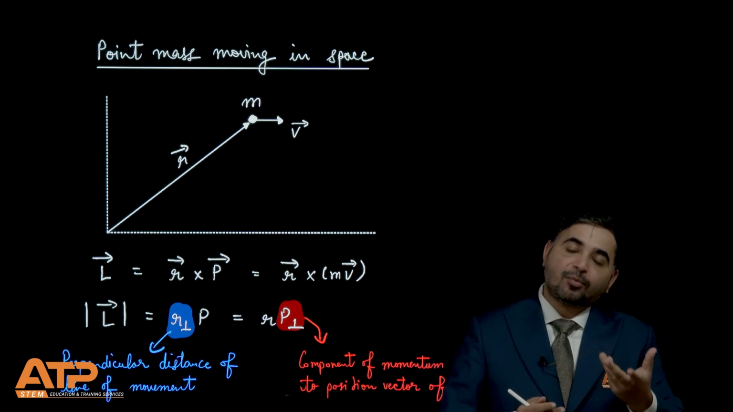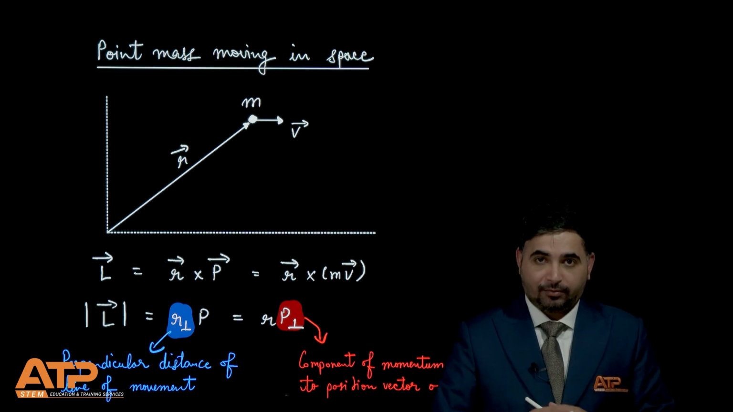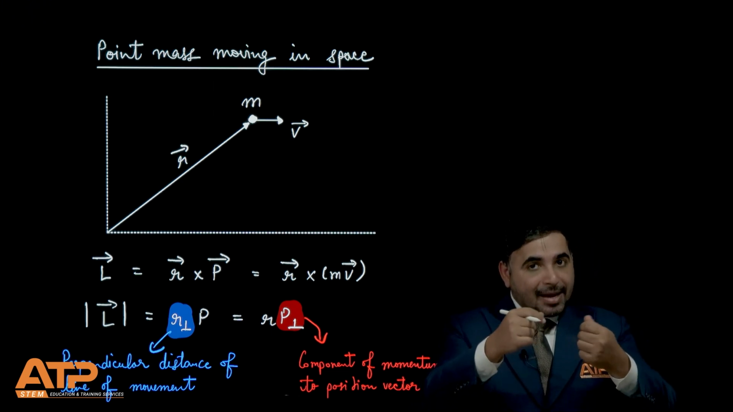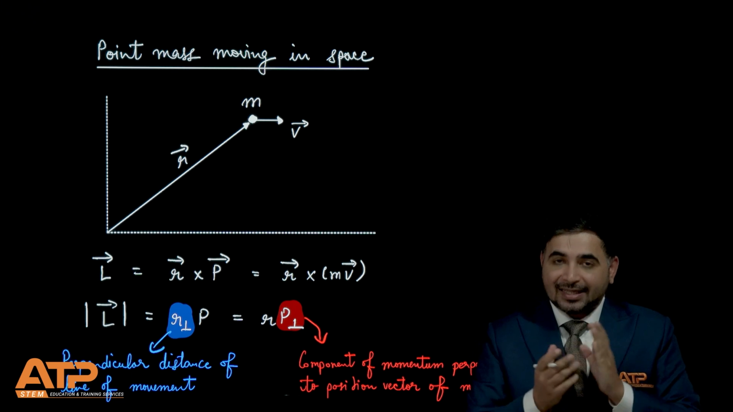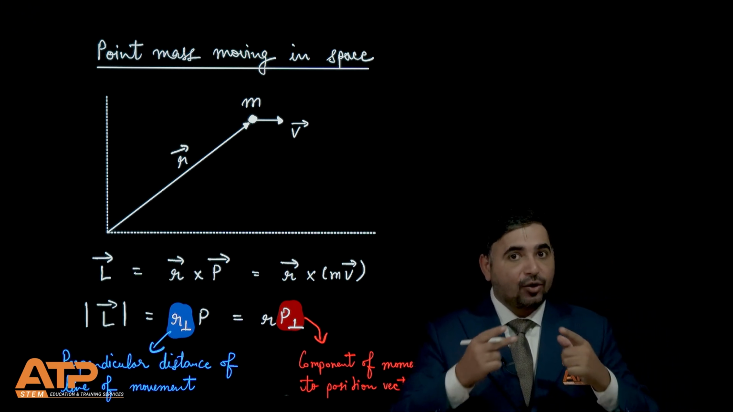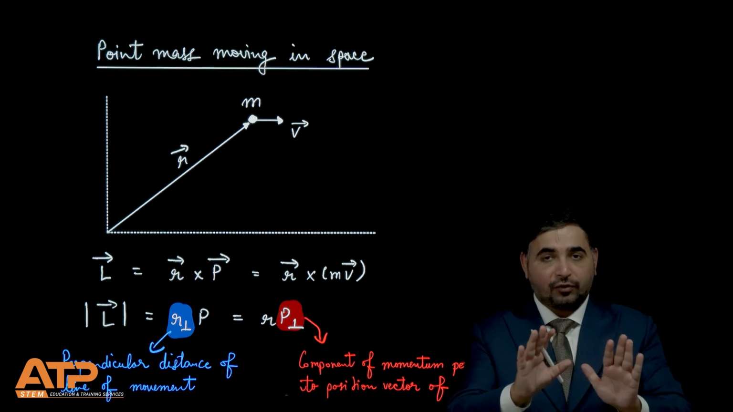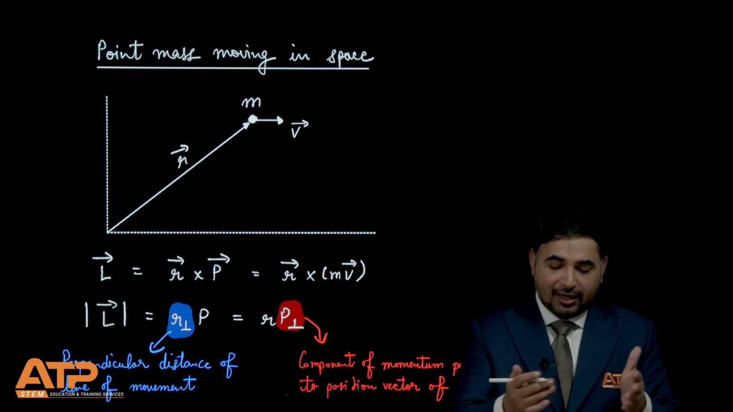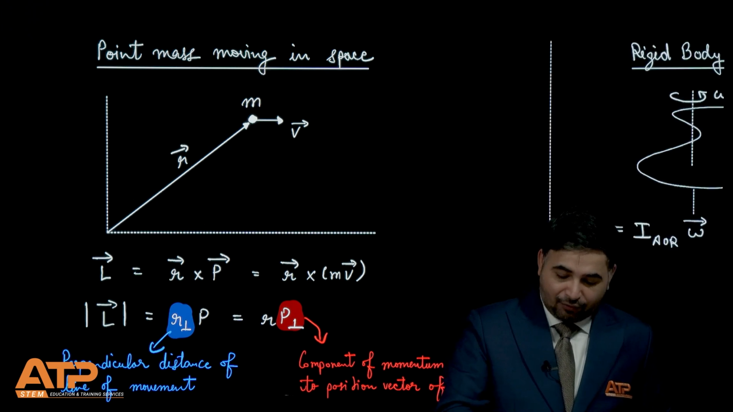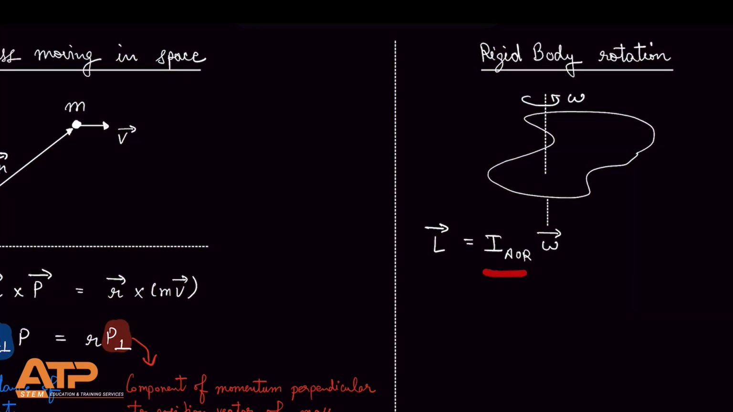But what if you don't have a point mass but you have a rigid body? A rigid body is made up of many such point masses. In that case, we will need to add angular momentum of all of those point masses. But fear not, we don't have to do integration. There is a simpler formula. That's what we're going to do. And that formula is I omega. So we simply say, what is your moment of inertia about axis of rotation? Multiply this with omega, and that will give you angular momentum of this rigid body.